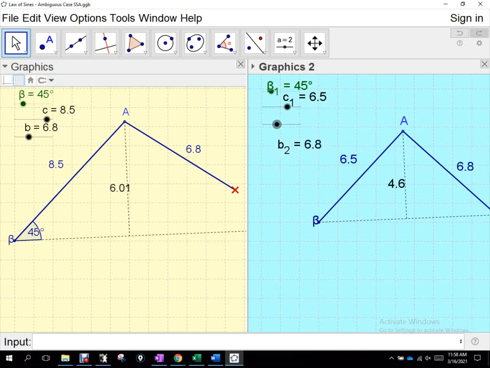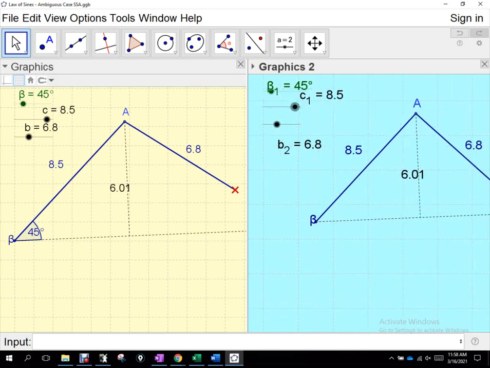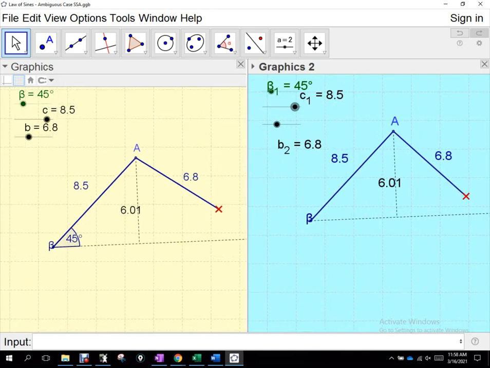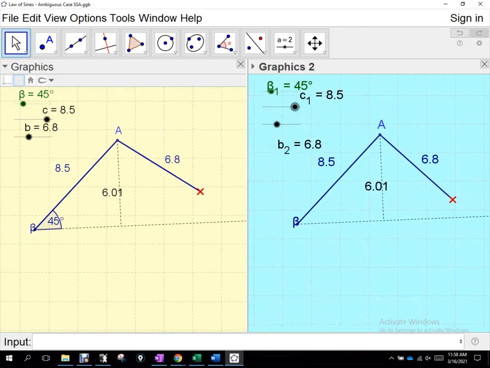6.8 and 8.5. So 1, 2, 3, 1, 2, 3. All right. So right now I've got the same construction, right? These two things are identical. So this is like you doing this and this your neighbor doing it. Okay. You might do this.